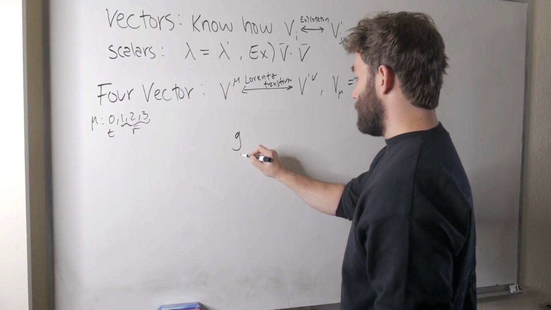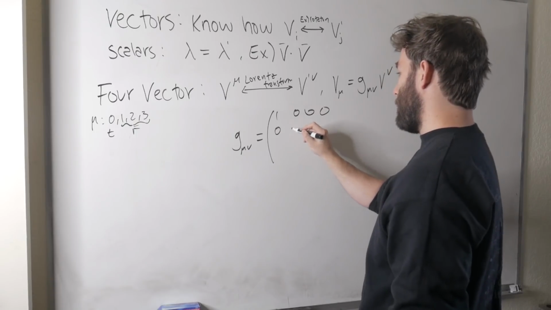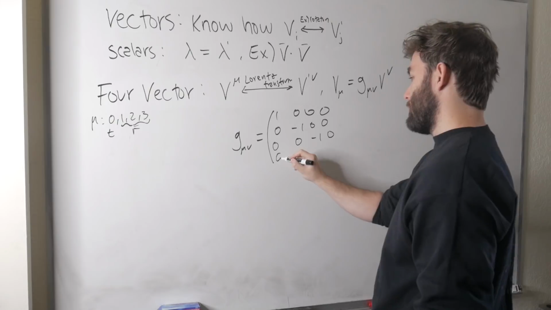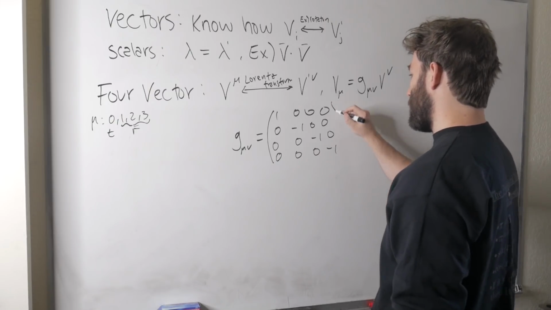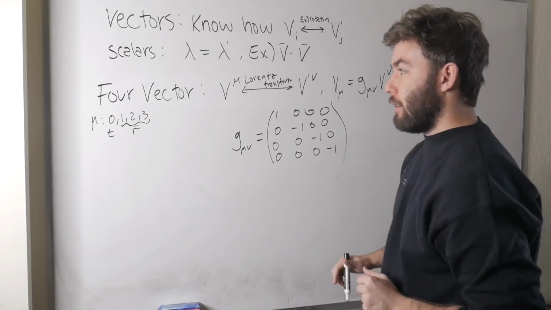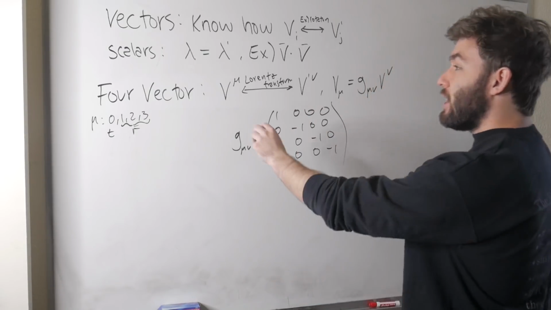But the metric tensor, g_μν, is the diagonal matrix 1, 0, 0, 0; 0, -1, 0, 0; 0, 0, -1, 0; 0, 0, 0, -1. And these minus signs are going to play a big role in how we define the dot product of 4-vectors in just a second. It should shed some light. So let's go ahead and get into that.